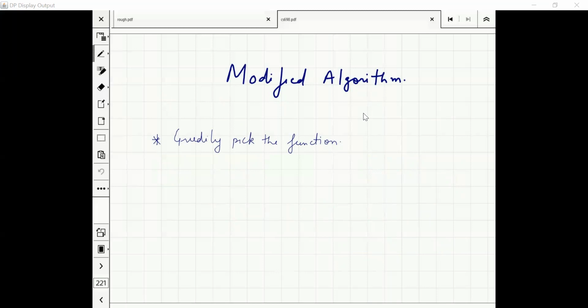So what is the modified algorithm? I start with f, apply Sang's lemma. This arrow is kind of a Sang's lemma. Then I get f1, f2, up to f 2 to the gamma. These many functions. Again, greedily pick fi. That means I will pick out of these 2 to the power gamma functions the f which has highest sparsity and apply Sang's lemma.